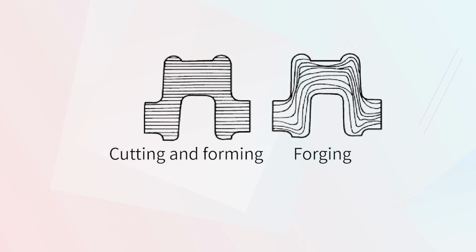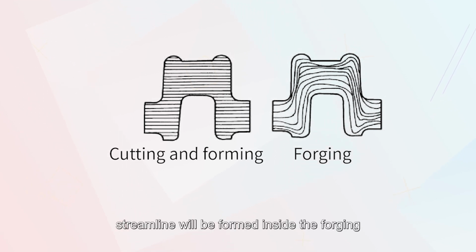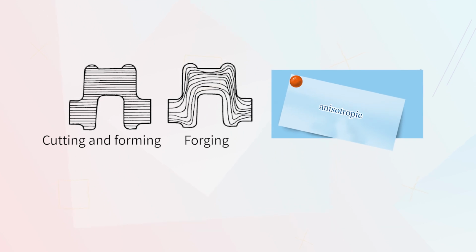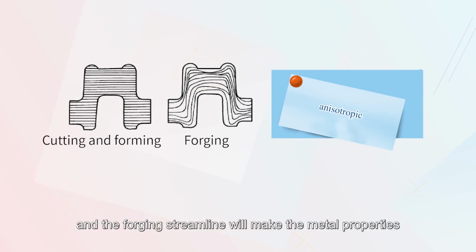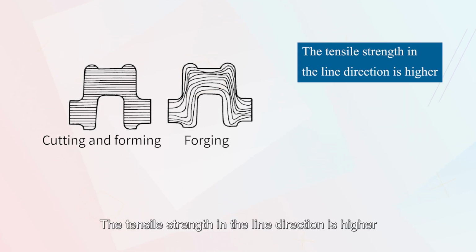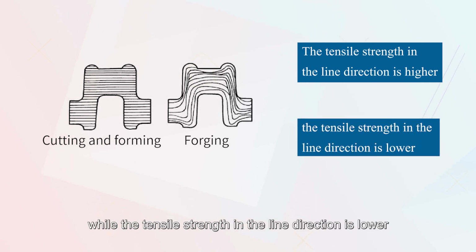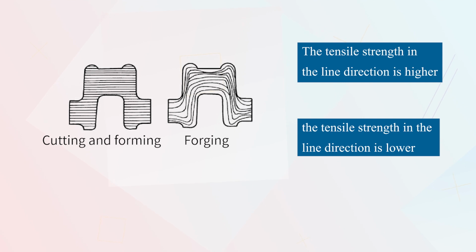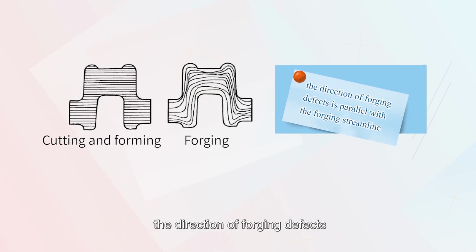For example, after the die forging is forged, a relatively obvious forging streamline will be formed inside the forging, and the forging streamline will make the metal properties anisotropic. The tensile strength along the streamline direction is higher, while the tensile strength perpendicular to the streamline direction is lower. Generally speaking, the direction of forging defects is parallel with the forging streamline.